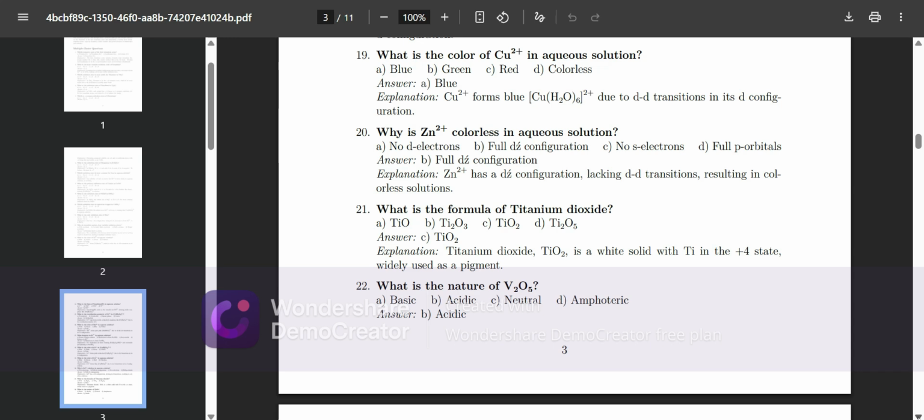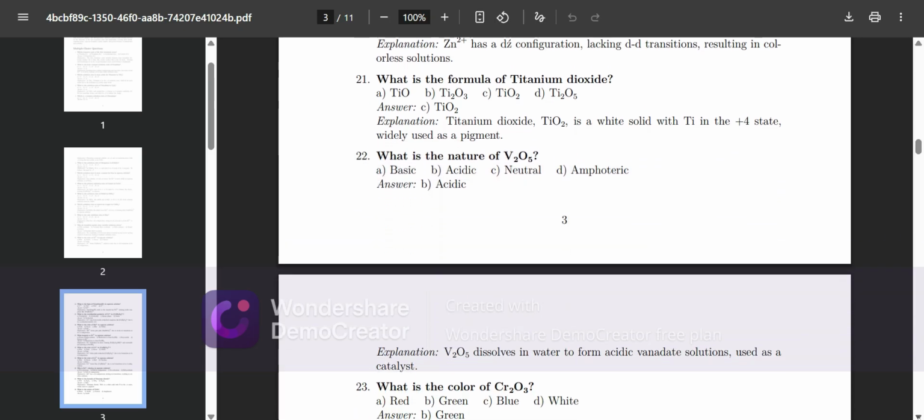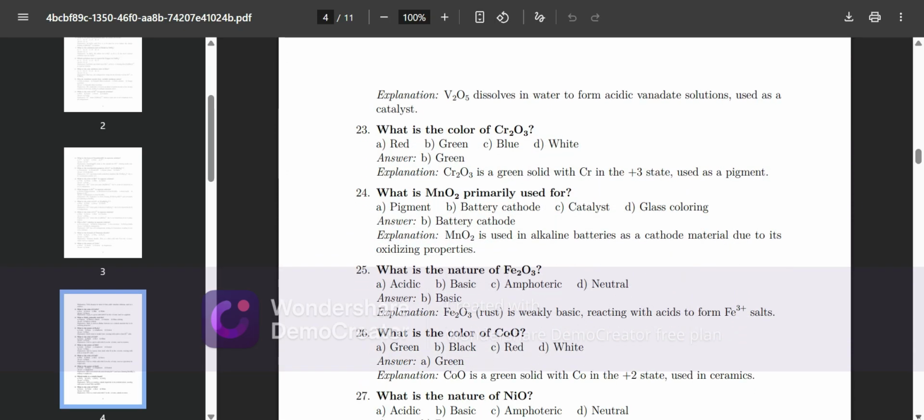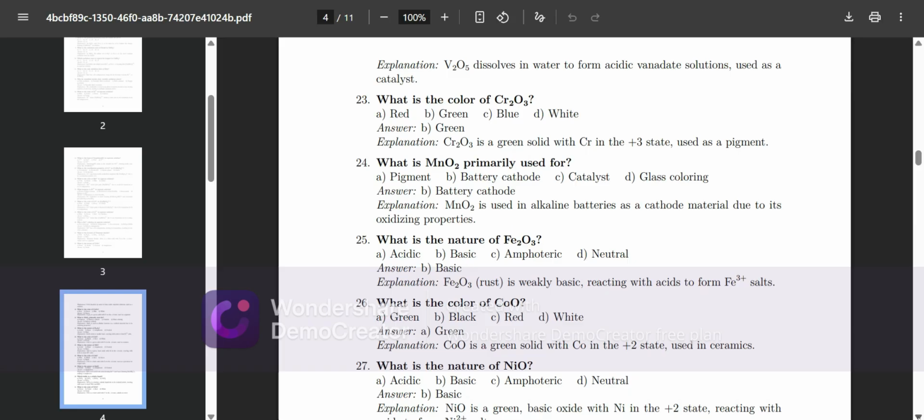What is the nature of V2O5? Acidic nature. V2O5 dissolves in water to form acidic vanadate solutions and is used as a catalyst. What is the color of Cr2O3? Green. Cr2O3 is a green solid with Cr in the +3 state, used as a pigment. What is MnO2 primarily used for? Battery cathode. MnO2 is used in alkaline batteries as cathode material due to its oxidizing properties.